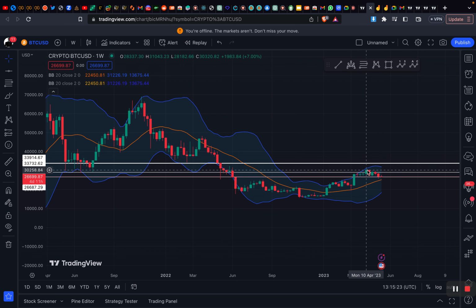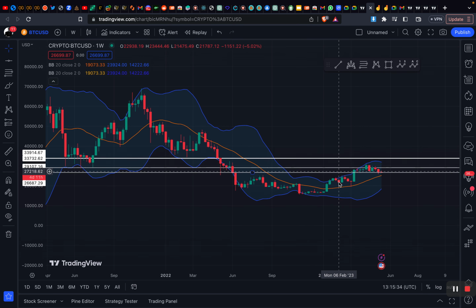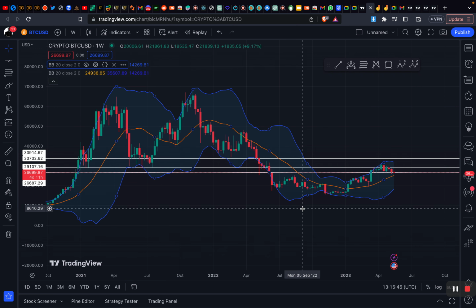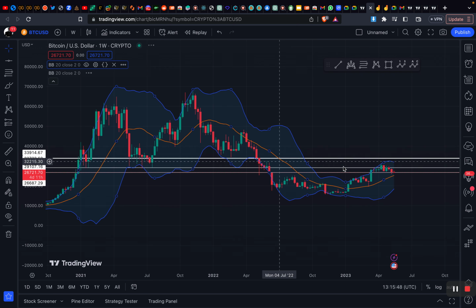Like if you had sold here when it was coming out of the top of this Bollinger Band, you would have secured your profits. If you had bought here from the bottom of this Bollinger Band, you would have made some more profits. So this is where you use the Bollinger Band to quickly understand the uptrend and the downtrend of the market. Do you understand?